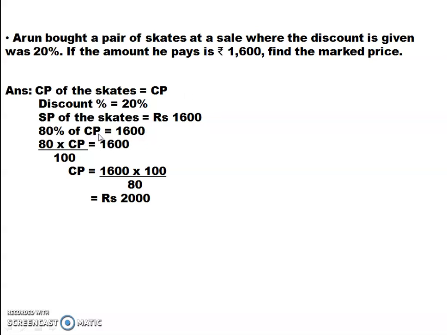80% of cost price is given as 1600. 80 by 100 into cost price is equal to 1600. So CP is equal to 1600 into 100 by 80. That is rupees 2000.